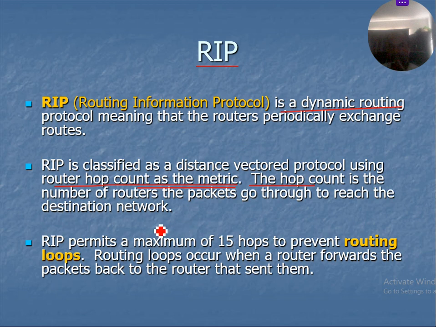Now, Routing Information Protocol permits a maximum of 50 hop count before it will resort to what we call routing loops. If it exceeds 50 hop counts, meaning if the data packet is sent over 50 routers, then it means that a routing loop can occur as a result.